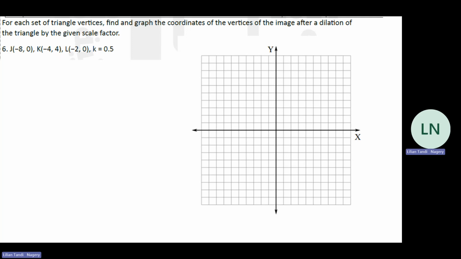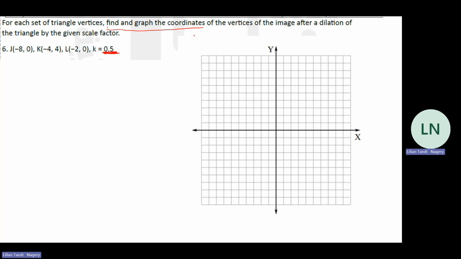Here you are supposed to do what? Graph. Find and graph the image. The vertices of the image after dilation of the given scale factor. So I need to look for the scale factor. So the scale factor here is 0.5. What do we do with the scale factor? We always multiply with the scale factor. Let's write the canon.